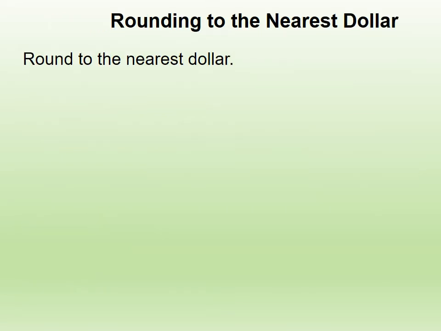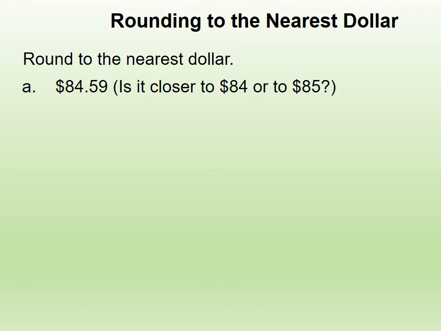All right. We're running out of time and I really need to get through all of the slides, so we're going to skip some problems. Round to the nearest dollar. I want you guys to think about what that means. If I have this number right here and I want to round to the nearest dollar, what place value am I rounding to?